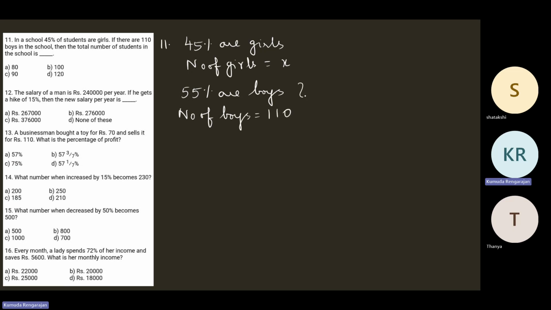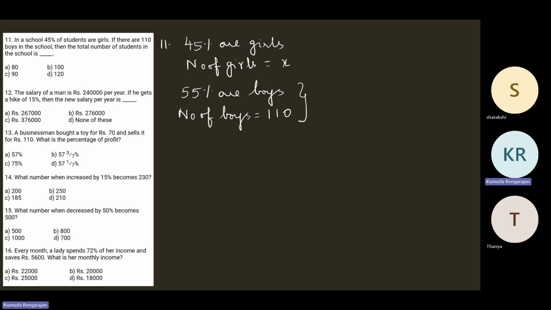Which means from this you can construct an equation. When you know both the percentage and the number, you can construct an equation. I'll read the question again. In a school, 45% of the students are girls. But number of girls, do we know? No, it's not given. Okay, so X. There are 110 boys. So number of boys, 110. And percentage of boys, 55%. So where you know two things like this, 55% are boys and the number of boys is 110, from this information you can construct an equation.